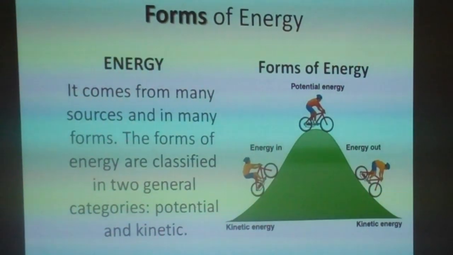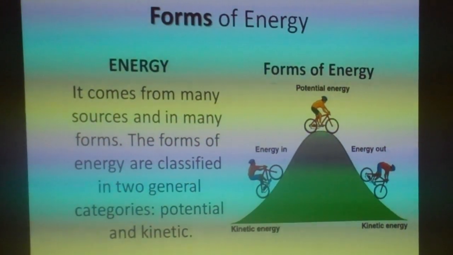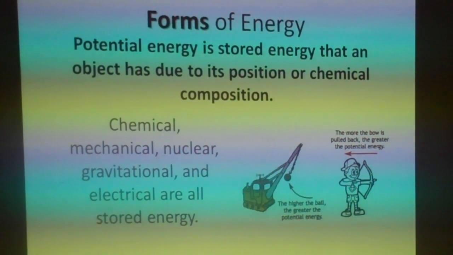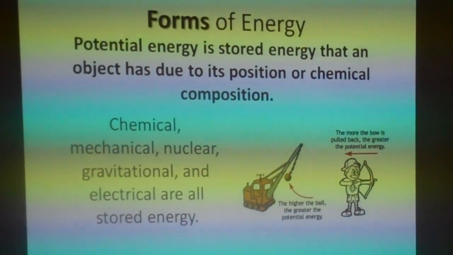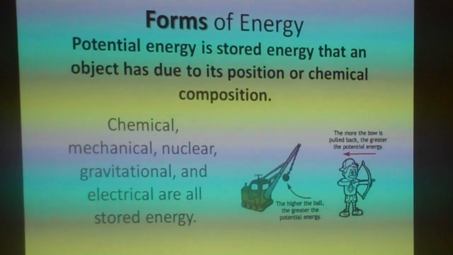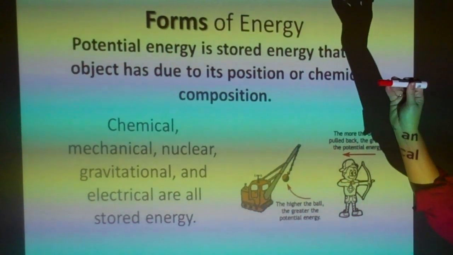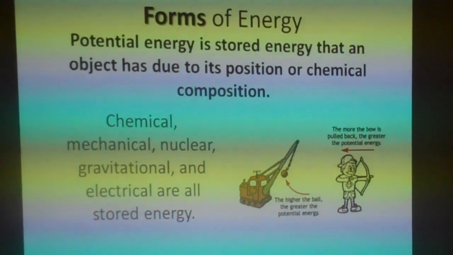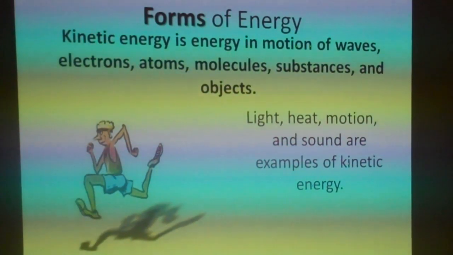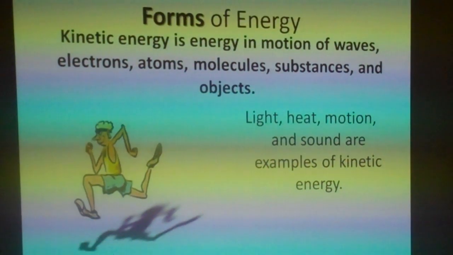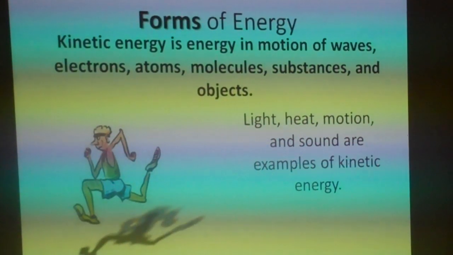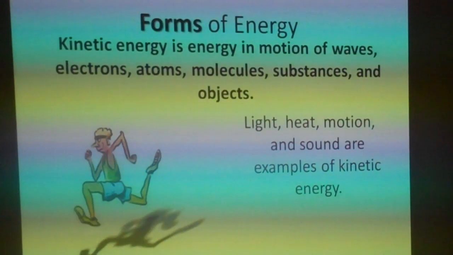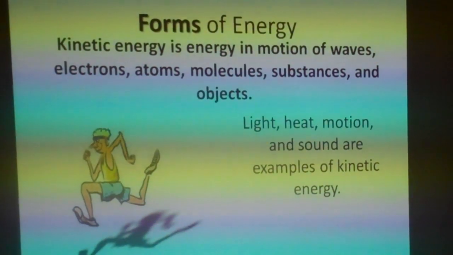The two major categories are potential and kinetic. Potential energy is stored energy that an object has due to position or chemical composition. Chemical and mechanical are two examples of potential energy. Kinetic energy is energy in motion: electrons, waves, atoms, molecules, substances when they're moving. Light, heat, motion, and sound are all examples of kinetic energy.